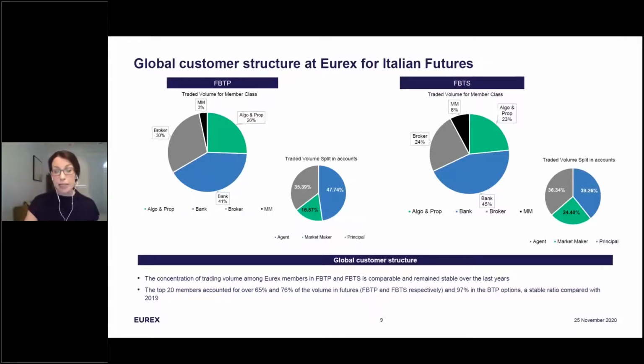We did have plans to launch Ultra BTP futures this year. It's still on the roadmap with market consultation, but this was somewhat delayed due to other developments in the European bond market, notably the next generation EU bond discussion, and no doubt my colleague Jutta will touch upon this in the panel session.